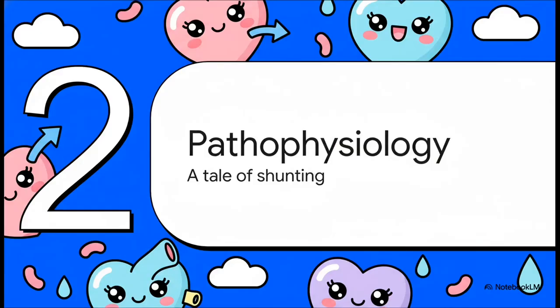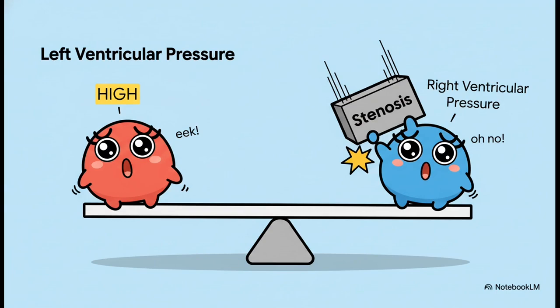Now let's connect the dots and talk pathophysiology. How do these 4 structural problems lead to that classic blue baby syndrome? It all boils down to a story of blood taking a wrong turn, a tale of shunting. In a normal heart, pressure on the left side, the systemic side, is much higher than on the right. But in Tetralogy of Fallot, that pulmonary stenosis changes the game completely.